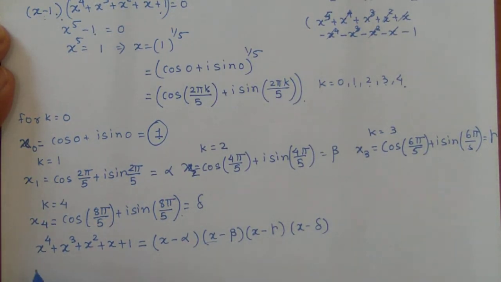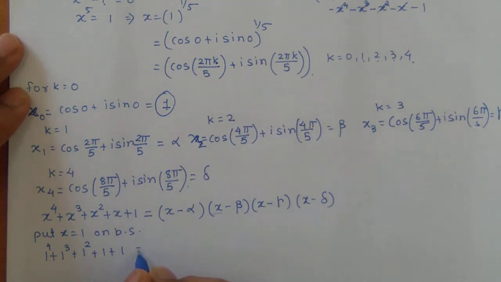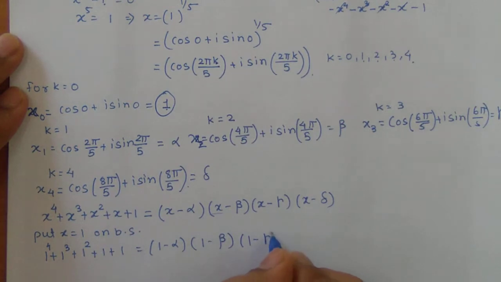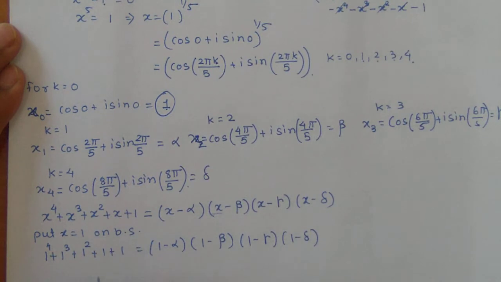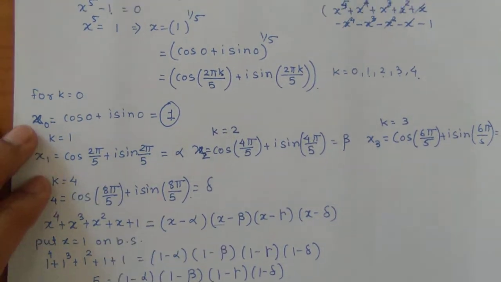Now put x equal to 1 on both sides. Therefore we get 1 raised to 4, plus 1 cube plus 1 square plus 1 plus 1 is equal to 1 minus alpha into 1 minus beta into 1 minus gamma into 1 minus delta. So from here what am I getting? The addition of this is 5, which is the product 1 minus alpha, 1 minus beta into 1 minus gamma into 1 minus delta, that I am interested to prove. Okay, so I hope you have clearly understood this particular example.